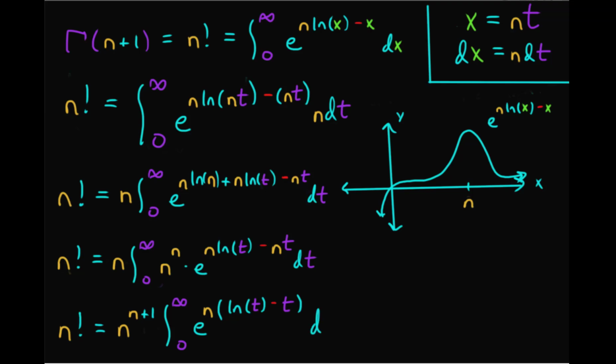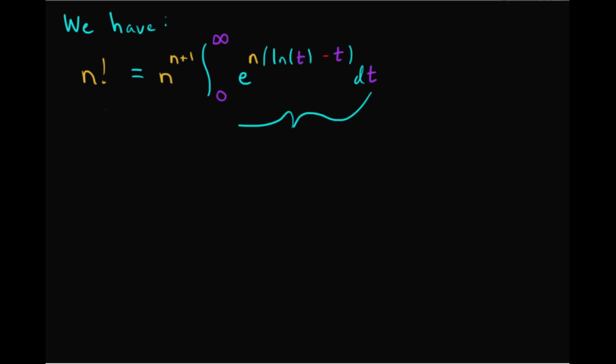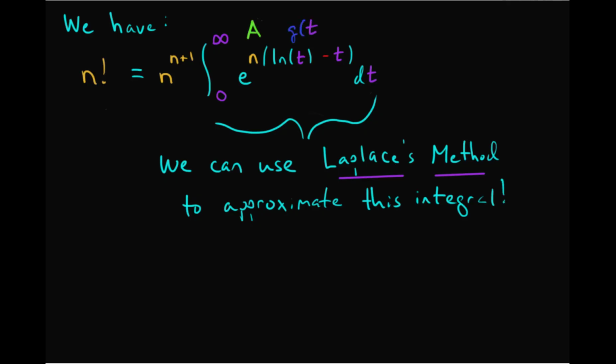So finally, our factorial function is in a form where we can use Laplace's method to estimate it. Again, we have n factorial equals n to the n plus 1 times the integral from 0 to infinity of e to the n times the quantity log of t minus t, close parenthesis, dt. And so now, based on Laplace's method, our parameter a is going to be equal to n, and we're going to set g of t equal to the function log t minus t.